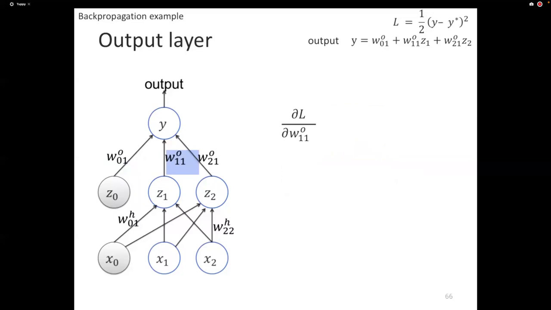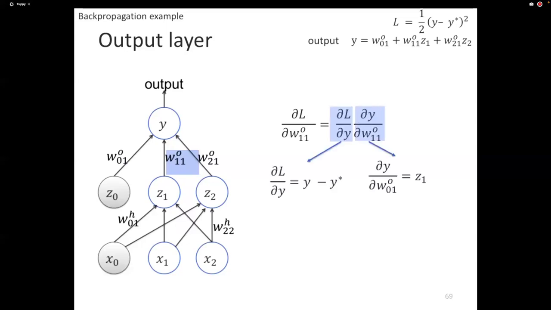So the partial derivative of L with respect to W11. L is not a function of W11 directly, but it's a function of Y, and Y is a function of W11. Each of those partial derivatives is easy to compute. The partial derivative of L with respect to Y is Y minus Y star, and the partial derivative of Y with respect to W11 is simply the number Z1. So we have both those things. We can calculate the product.